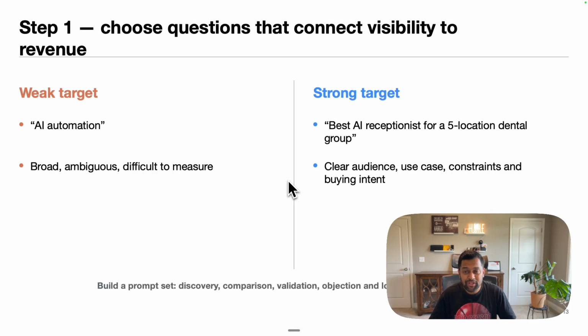So choose questions that connect visibility to revenue, right? AI visibility is measured against prompts, not only short keywords. For every target question, define the business outcome. Do not create a separate thin page for every phrasing. Cluster questions by shared intent and create the strongest path for the underlying decisions. That's how you can start tackling this.